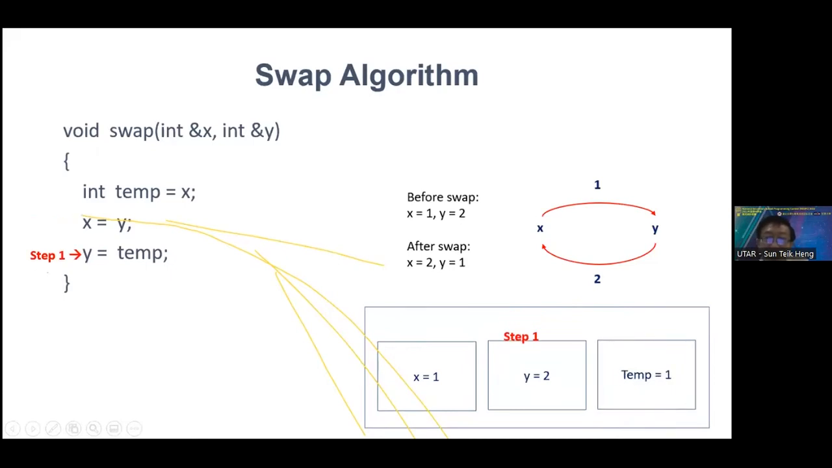Then in step 2, you take the occupant in house y out and put it into house x. So now in house x you have the value 2. Then in step 3, you get the occupant in the temporary house and put it into house y, so that house y will now have the value 1. And that is how we have completed our task of swapping the two values in x and in y.